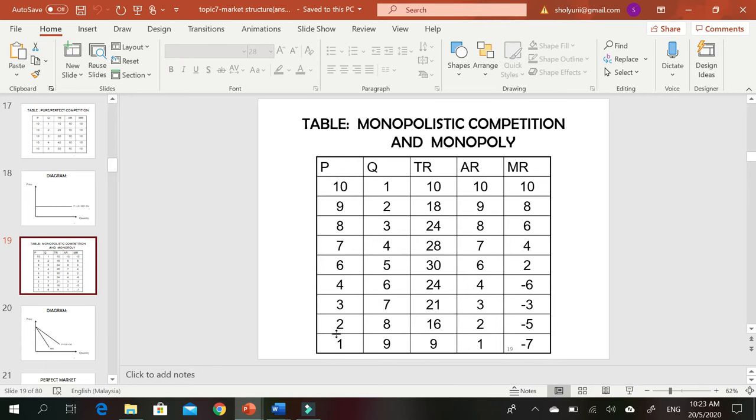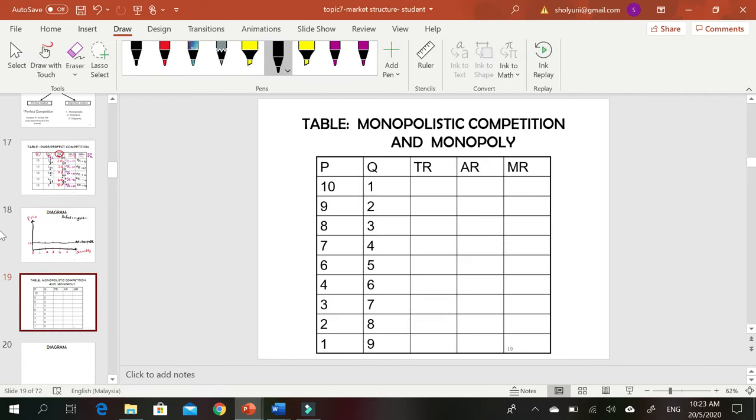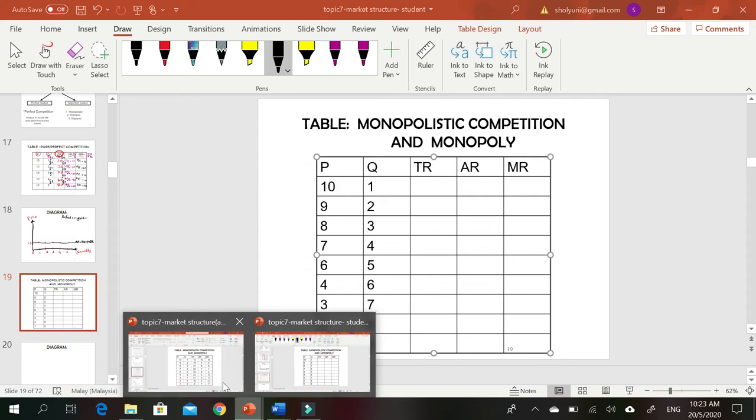Okay. So this is the table. Your table. I'll give untuk student punya slide kosong macam ni. So what should you do is you show the calculation. Find TR. So TR is P times Q, right? 10 darab 1 equals to 10. 9 darab 2, 18. 8 darab 3, 24. Lepas tu cari AR. AR is basically TR bagi Q. Okay. So after you have calculate that, you will get the answer like mine.